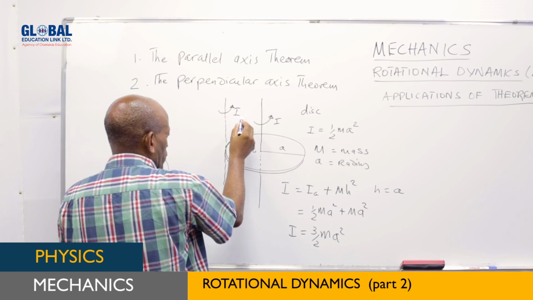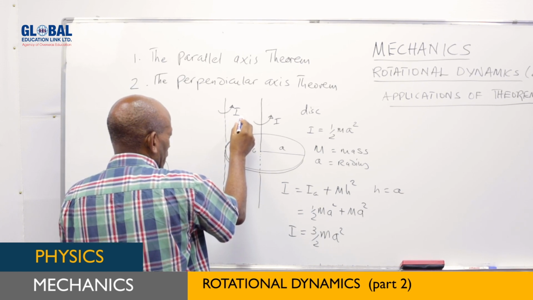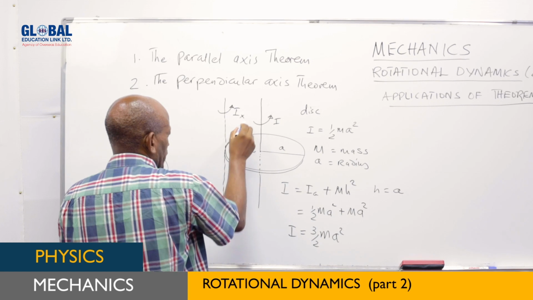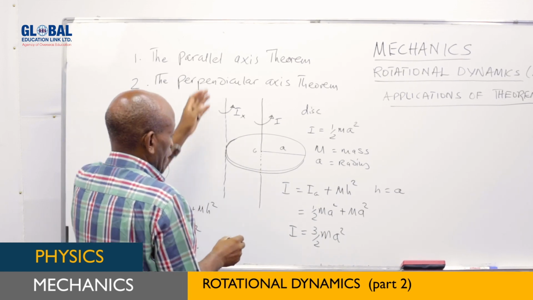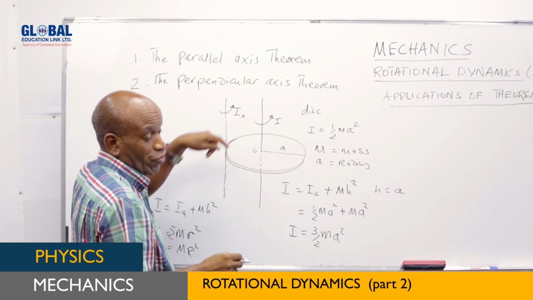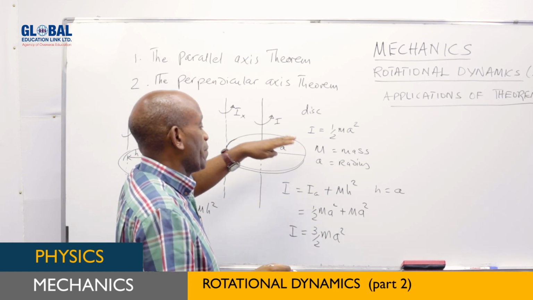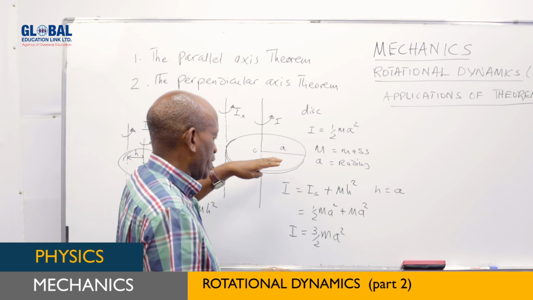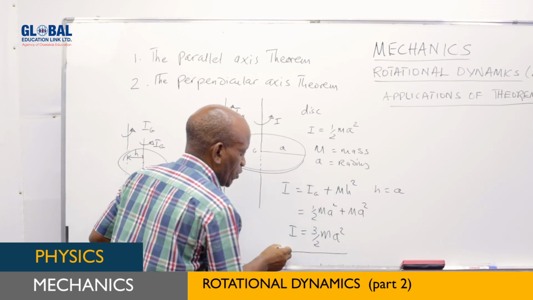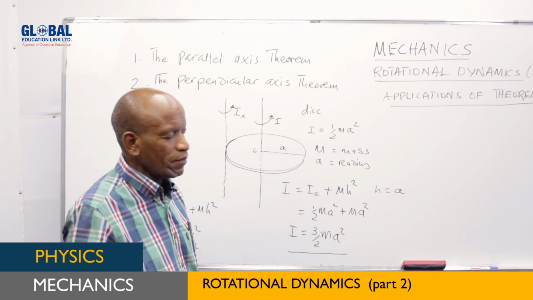Let me call this the moment of inertia, x, which is just passing at the point on its rim perpendicular to the plane of the same disk. So its moment of inertia will be equal to this much.